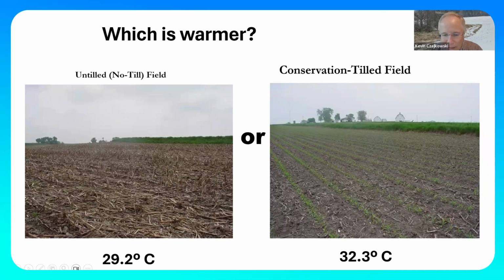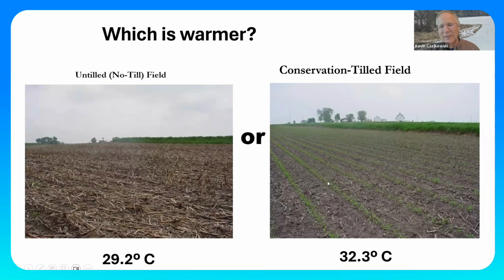In this case, let's see, we got here. The no-till farm field was cooler by about 3 degrees Celsius than the conservation tilled field. So conservation tilled means they till a little bit. You see how the corn stalks are knocked down and they're mixed into the soil. And then no-till means they haven't tilled it at all.